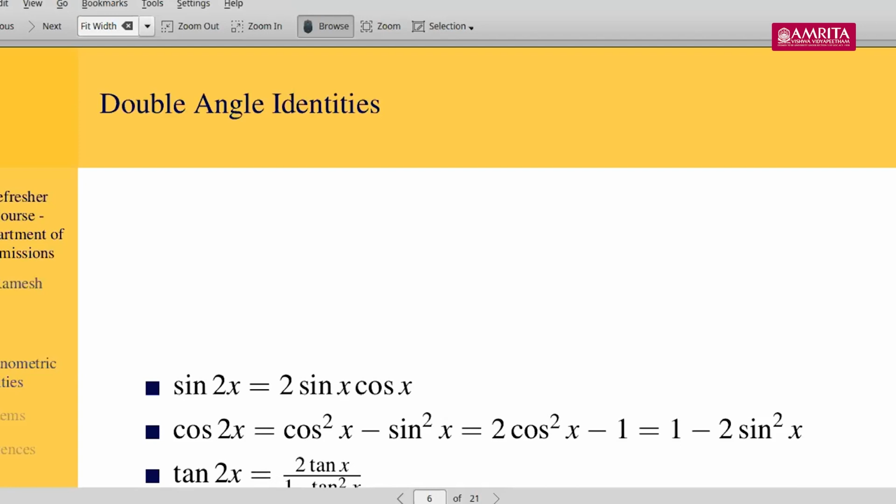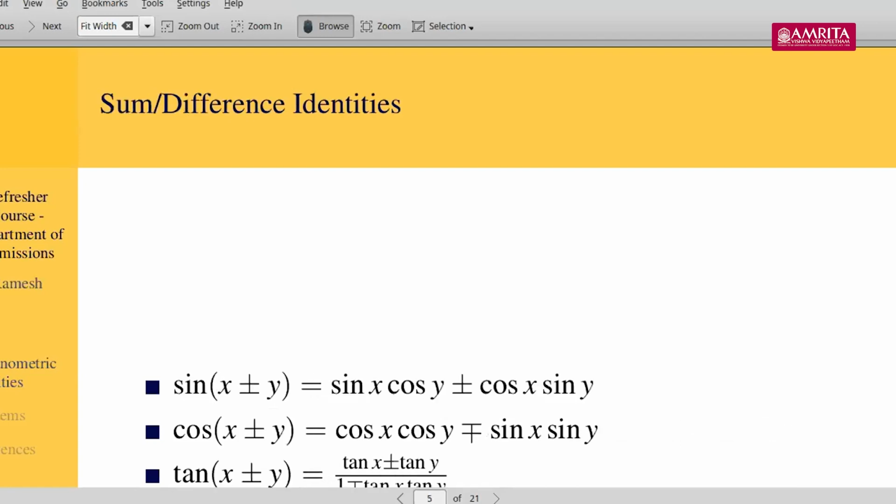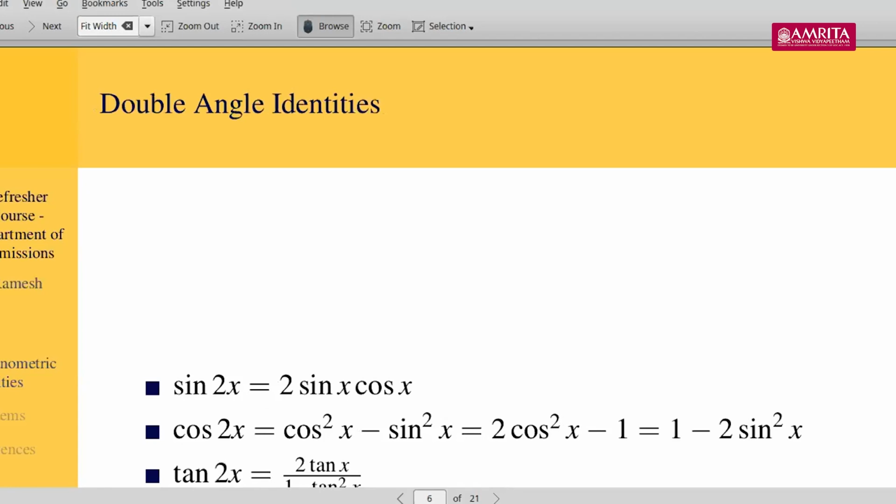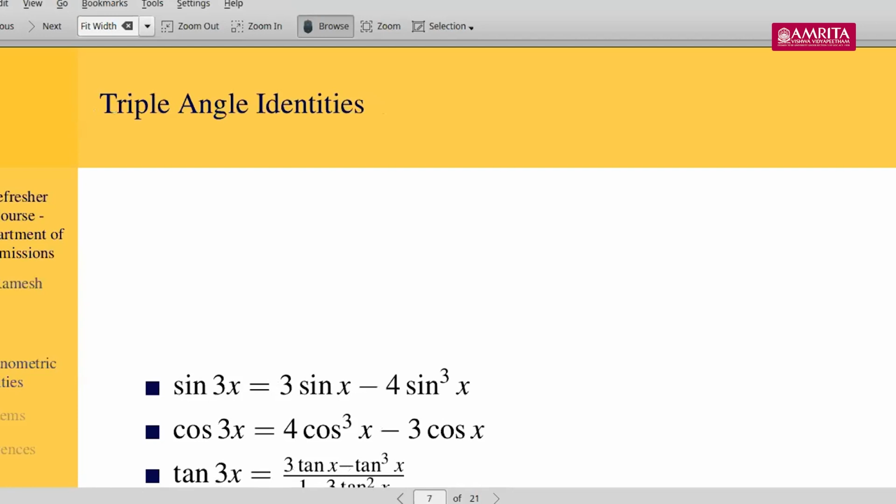Actually, what I am doing is applying the previous one. See this tan of x plus y, replacing y with x. Then what happens? You are getting all these results, right? So in this way, I am getting all the double angle identities. Now I'll move to the triple angle identities. What is this triple angle identity?